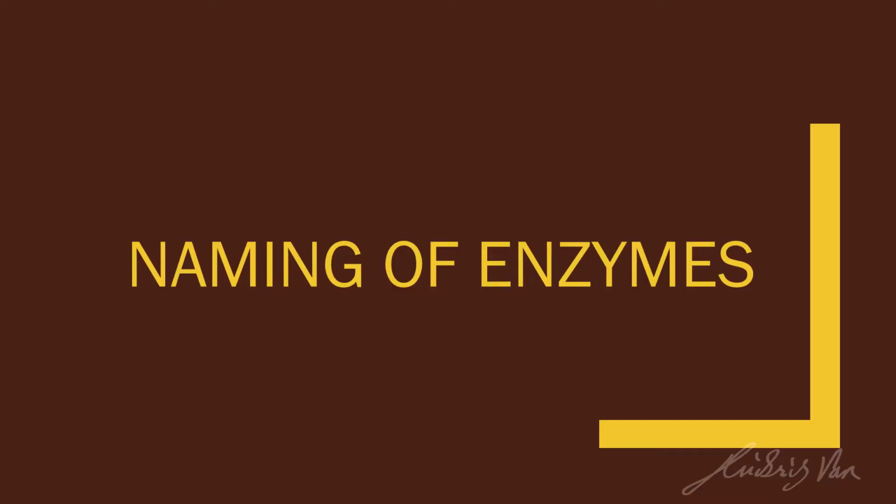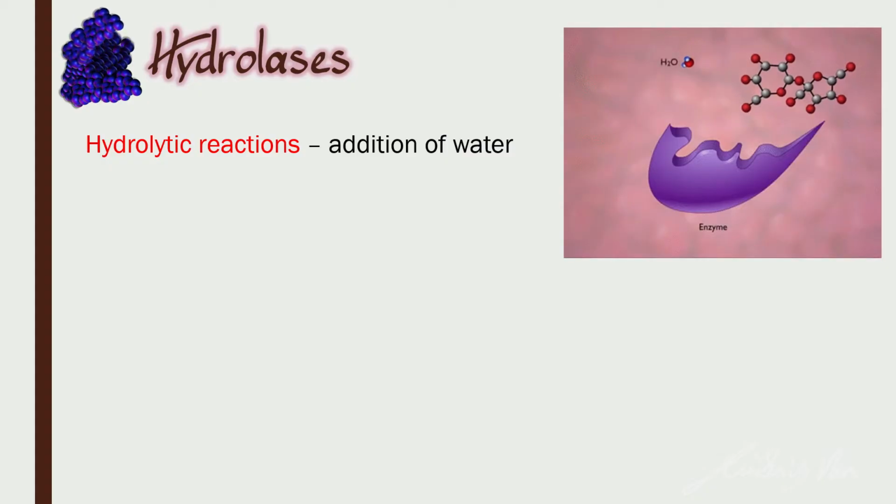Lastly, let us talk about naming of enzymes, because it will be good that you can recognize a word and think, oh, it is an enzyme. So hydrolases are enzymes that add in water. They are involved in hydrolytic reactions. So you can see one on the right. In this case, when we add water to sucrose, the enzyme will disrupt the bond. Then you will get glucose as well as fructose.